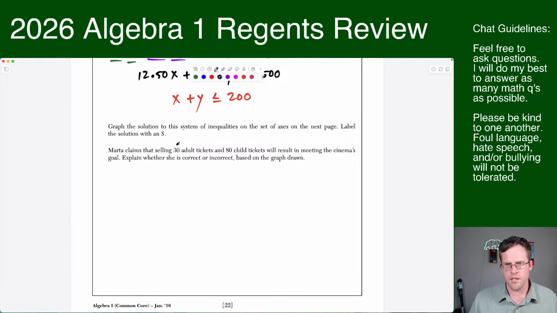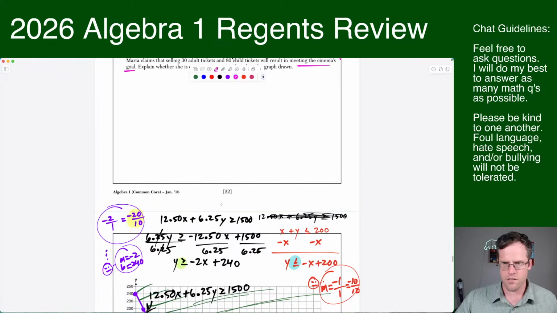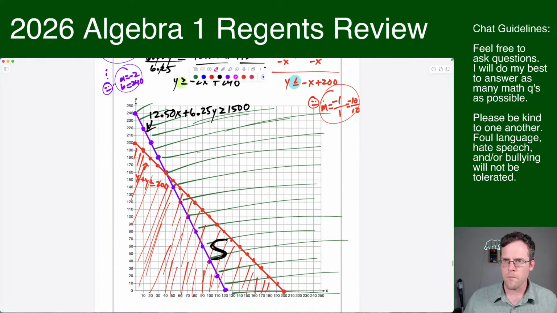Marta claims that selling 30 adult tickets, so X equals 30, and 80 child tickets, Y equals 80, will result in meeting the cinema's goal. Meeting the cinema's goal means it's in the solution set, that we labeled with an S. Explain whether she is correct or incorrect based on the graph drawn. So here, X is 30, Y is 80. Remember that. X is 30, Y is 80.